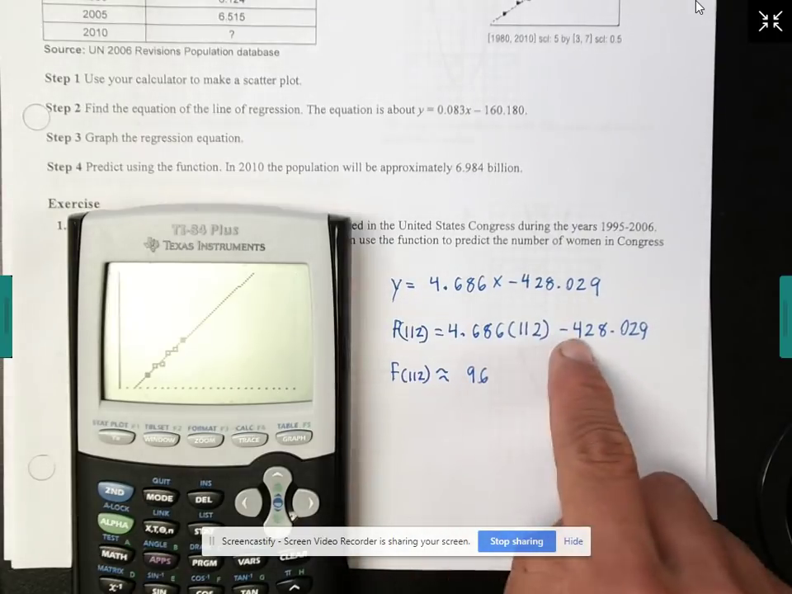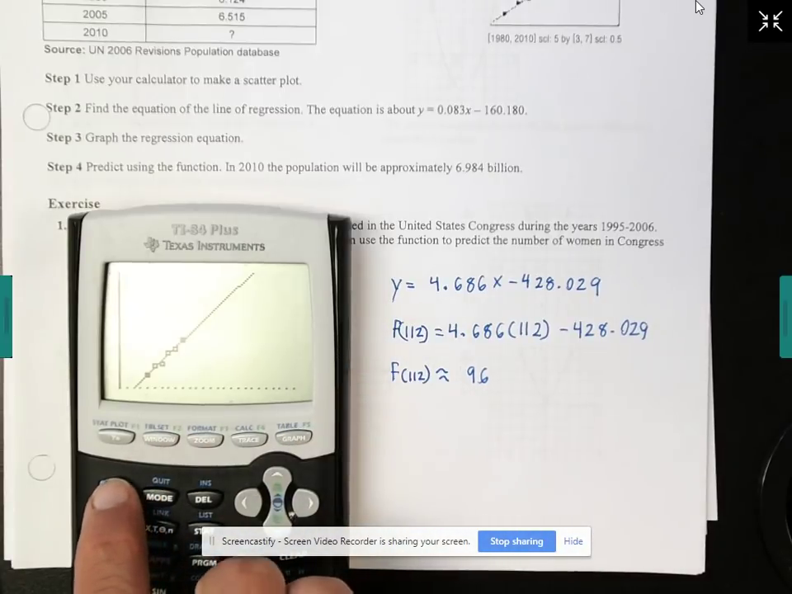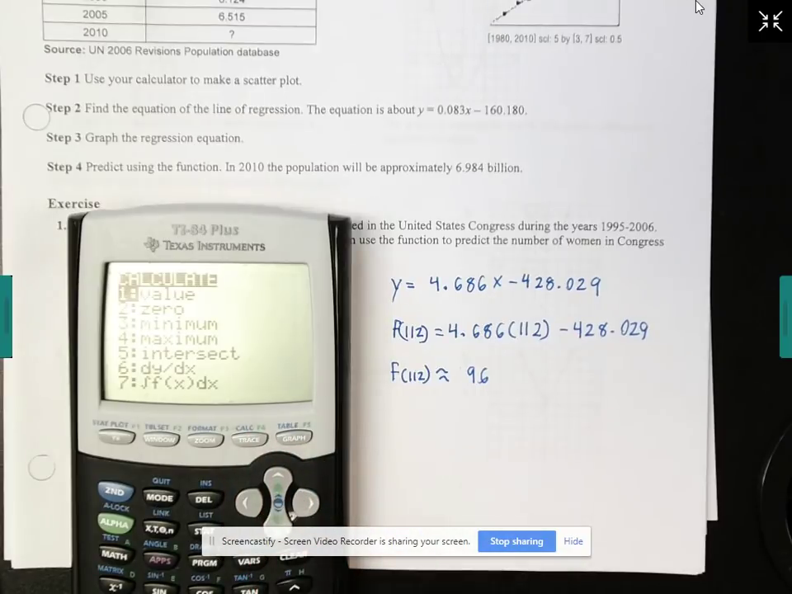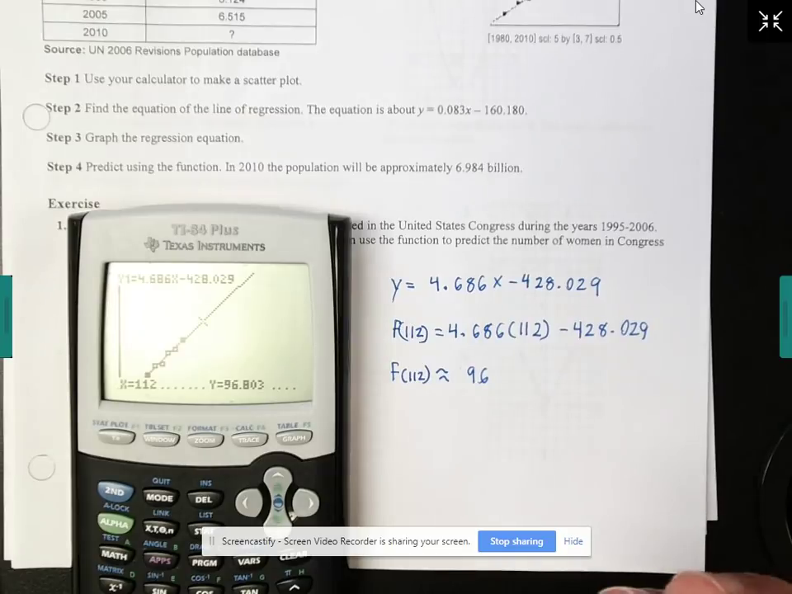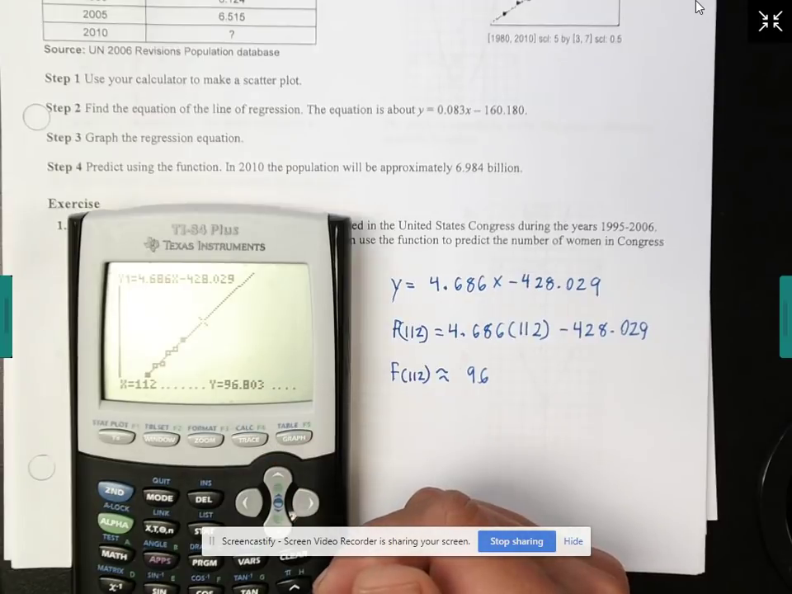Now, you can either do this by hand. If you want to get the same number, what you can do on the calculator is you can press second, go to trace, and go to value, which is the first option. So press enter, and it's going to ask you what do you want to know? Okay, I want to know how many congresswomen are in the 112th Congress. So press 112 here, and that should give you about 96.803. Now, because we're talking about people, I'm not going to round up. I want to round down to 96.